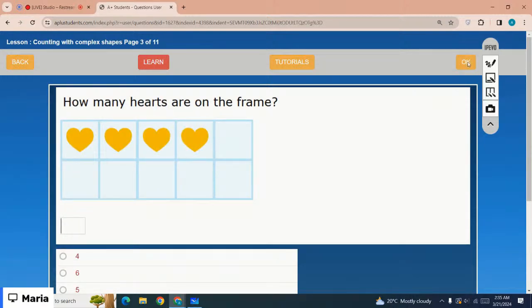How many hearts are on the frame? The correct option is there are 4 hearts. The correct option is 4.